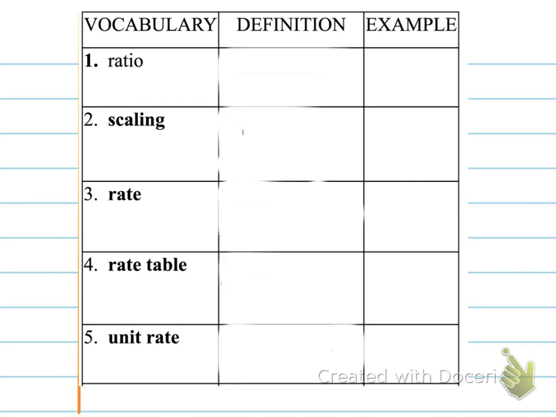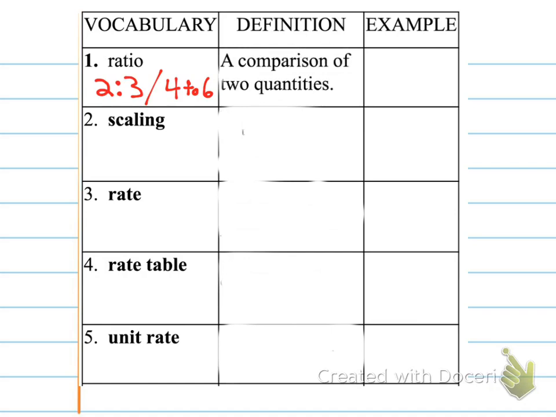The first word we need to put in there is ratio. And underneath ratio, I'm going to put an example of a ratio, like 2 to 3, or 4 to 6. Both of these are how we would express a ratio. Now, what is a ratio? Well, the definition is a comparison of 2 quantities. If we have 2 quantities and we're comparing them, it's an example of ratios.